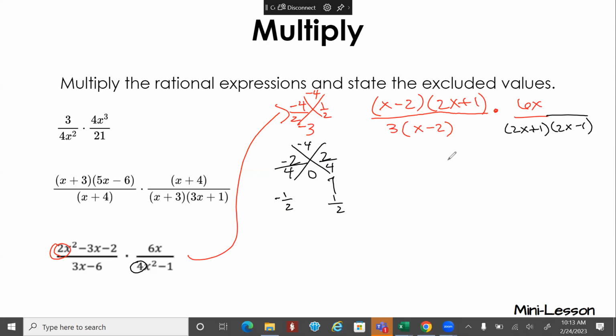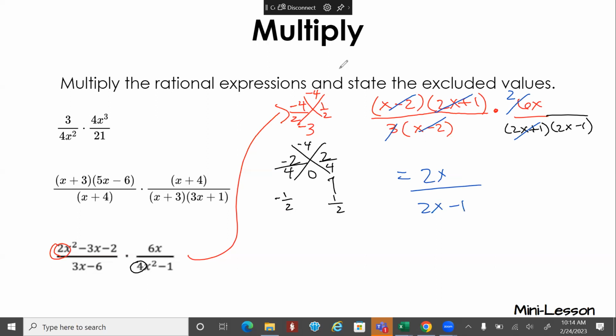Now, is there anything that repeats in the top and the bottom? 2x plus 1. Is there anything else? Okay. And then do you see this 6 and this 3? Well, what's 6 divided by 3? Okay, so let's go ahead and cancel that and leave it with 2. So let's rewrite what we have left over. 2x divided by 2x minus 1.